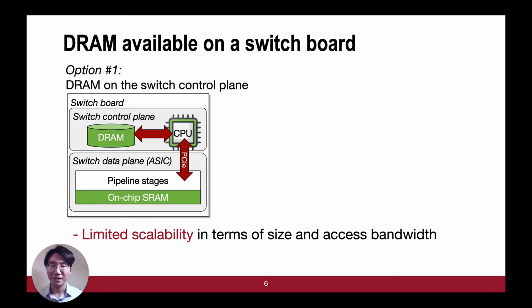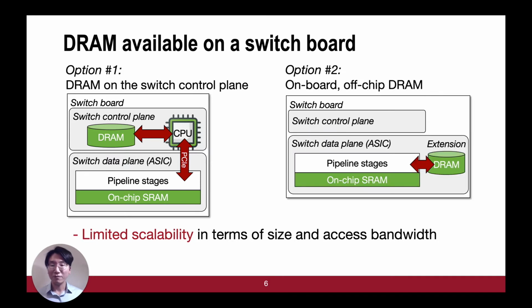There's another option, which is onboard off-chip DRAM. Some switch chip vendors provide some amount of DRAM as an extension of the ASIC. In such designs, a dedicated portion of the ASIC chip needs to be consumed for accessing DRAM, and access bandwidth and size are fixed at the chip design time, which limits scalability, same as the control plane option. Also, since it could enlarge the switch chip size by adding an additional component, it can increase the overall operational cost.